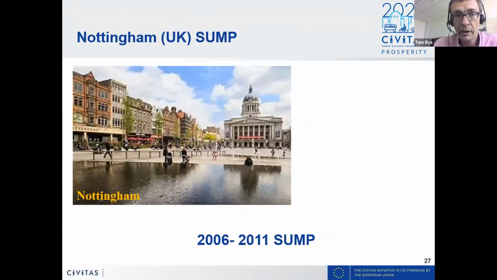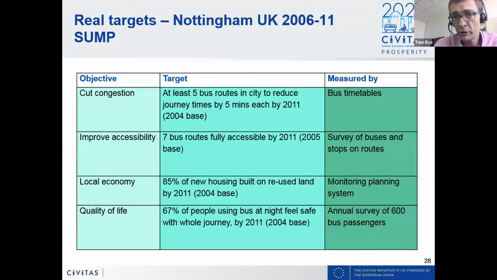And then finally in Nottingham, in England, these are just some real targets. So the objectives: cut congestion, improve accessibility, improve the local economy, improve the quality of life. But the targets are very, very simple. This is from the 2006 to 11 SUMP. So the congestion measurement has a target related only to bus routes and the journey times on bus routes, and that's simply measured by bus timetables.